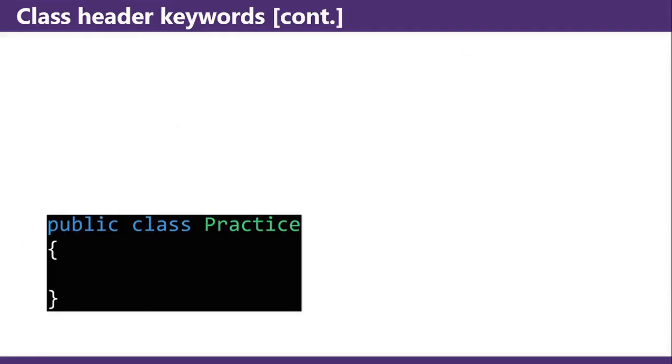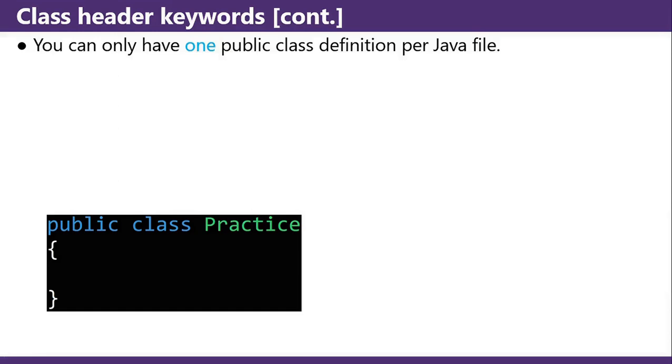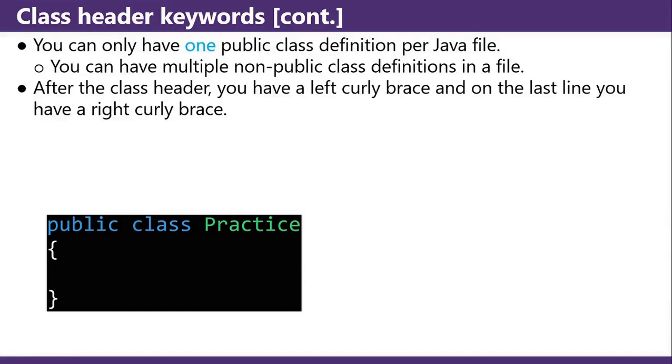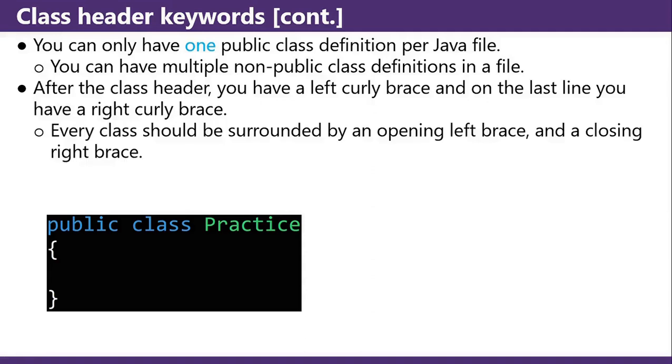Class header keywords continue. You can only have one public class definition for a Java file. You can have multiple non-public class definitions in a file. After the class header, you have a left curly brace, and on the last line, you have a right curly brace. Every class should be surrounded by an opening left brace and a closing right brace.